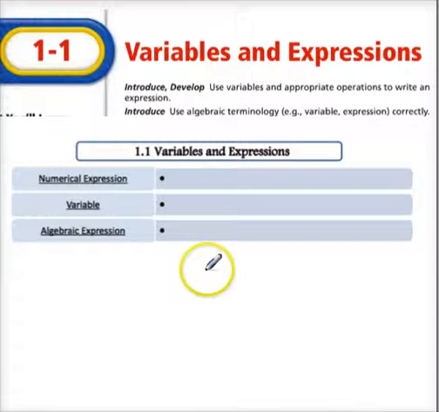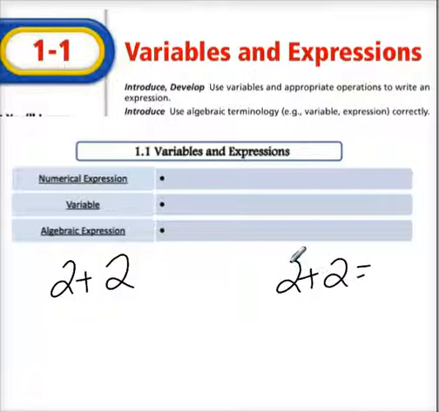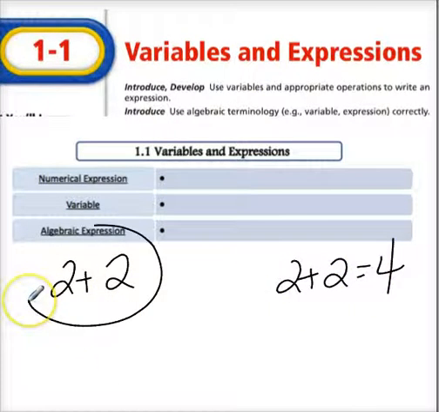Lesson 1-1, Variables and Expressions. In this lesson, we're going to talk about two different types of expressions. An expression is something you've seen before. It might look something like this. Expressions are different than equations because equations have an equal sign. So in this lesson, we're just talking about expressions.